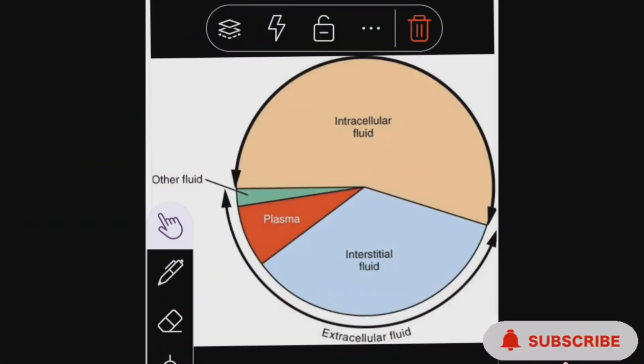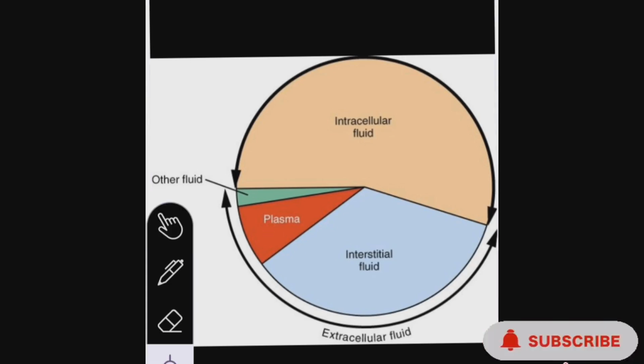Now, talking about the divisions of the ECF. The ECF is further divided into two parts. One part is the fluid that is inside the blood vessels, and that is called plasma. So right on the screen here, this is the plasma. So plasma is fluid that is inside vessels. Then the second part is the fluid that is outside the blood vessels but still surrounding the cells. That's called interstitial fluid. So plasma is inside vessels, interstitial fluid is outside vessels. It's also important you know that the interstitial fluid is way larger than the plasma. The interstitial fluid makes up about 3/4 of the extracellular fluid, while plasma is just about the remaining 1/4.